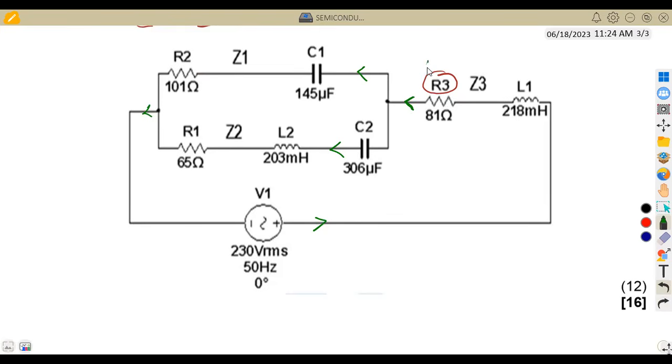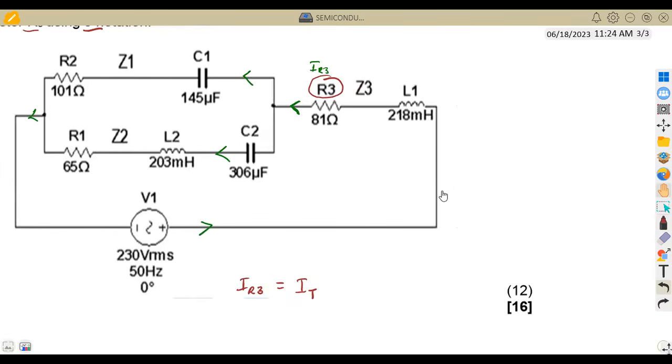So the current across R3, which I can refer to as current IR3, is equivalent to the supply current. The current across resistor R3 is going to be equal to the total current of the whole circuit. So that is what we can see from this concept. Our question is simply to calculate the total current, because we have seen that it is the same, since this is just in series.